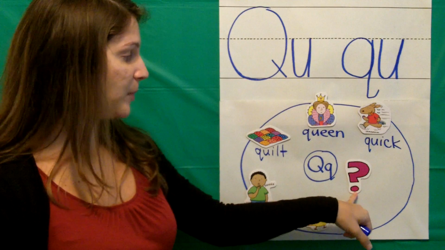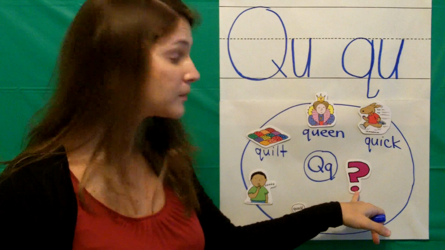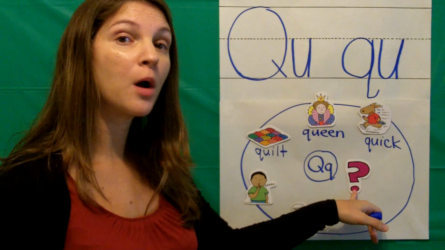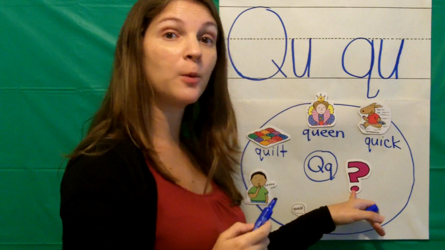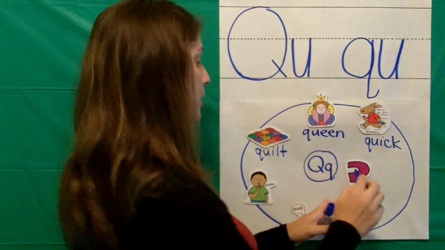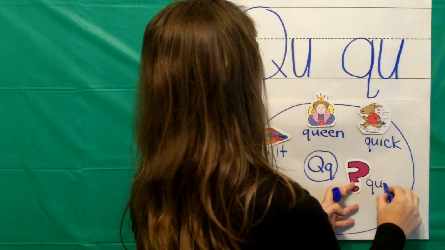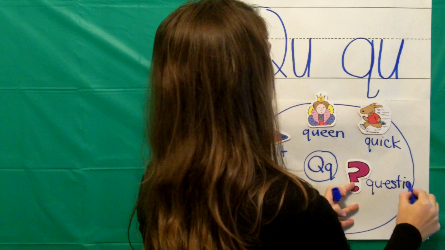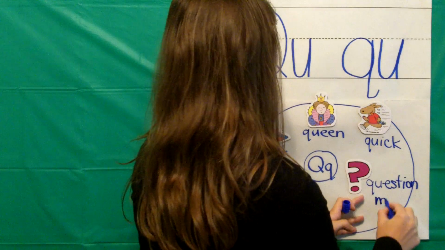And over here we have a punctuation mark. Do you know what this punctuation mark is called? It starts with qu. It is a question mark. So let's write the words question mark. Question. Q-U-E-S-T-I-O-N. This says question, and then I'm going to write mark.